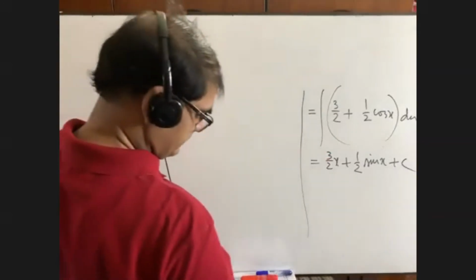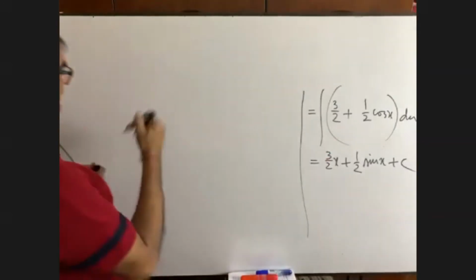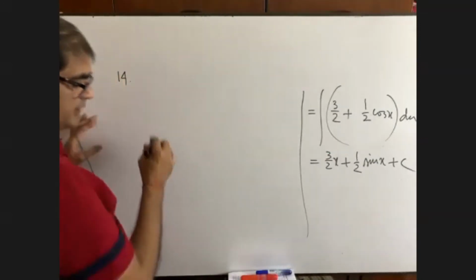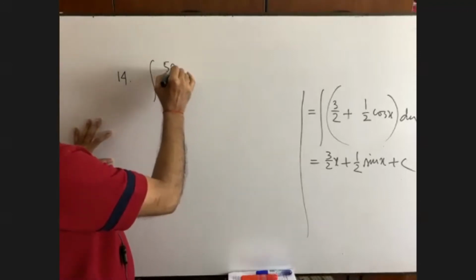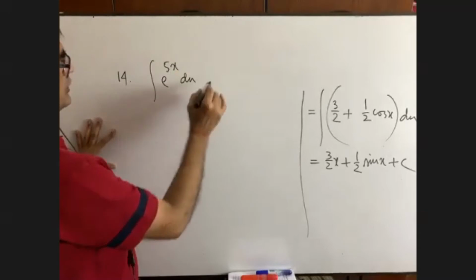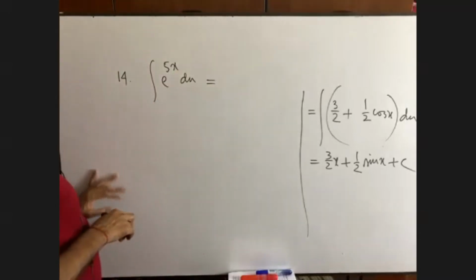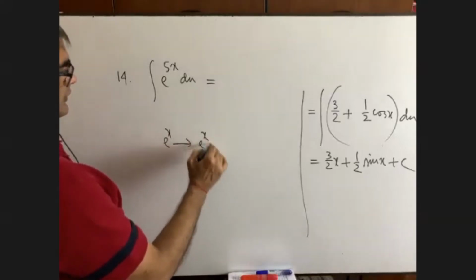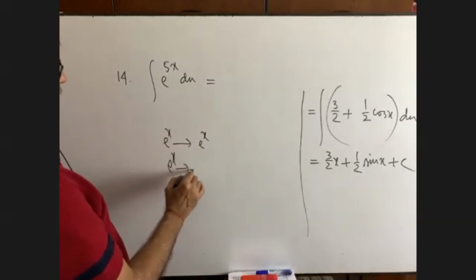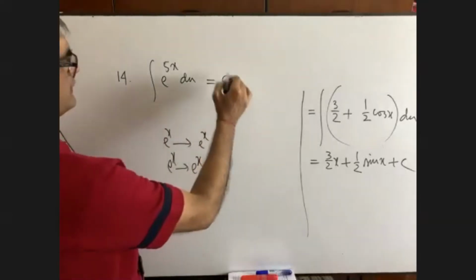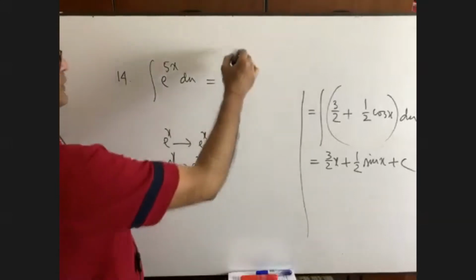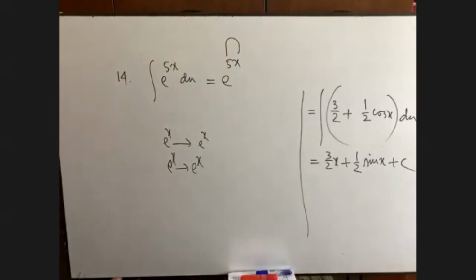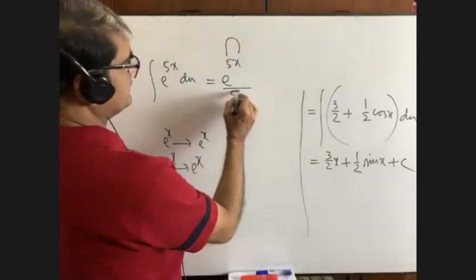Very easy and simple. Now we have some maths of a different kind, that is e to the power 5x dx equals to what? Let me know. Differentiation of e to the power x is e to the power x. Integration of e to the power x is e to the power x. So write down e to the power x, that is 5x. What is the coefficient of x? It is 5 here. For differentiation, it would be multiplied, but for integration, it will be divided. And we are done here.